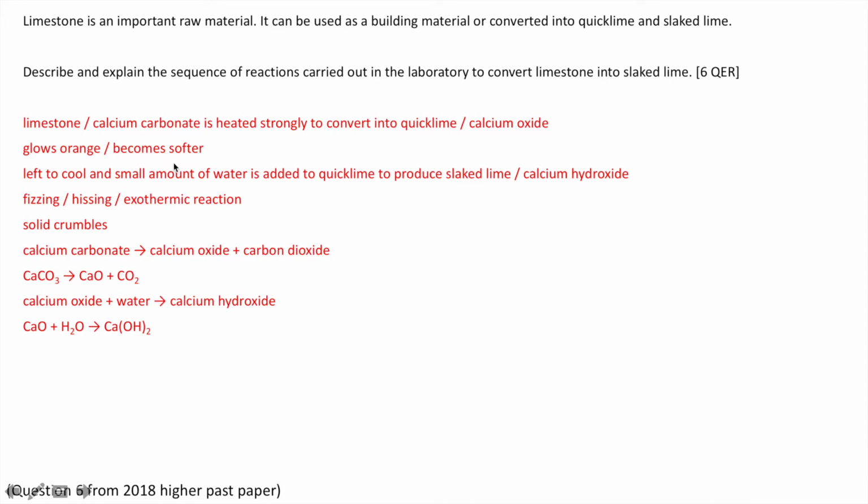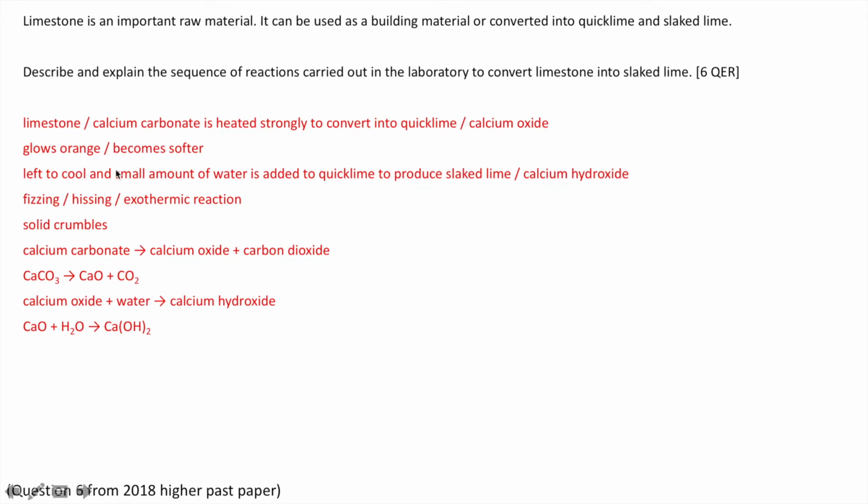Our first question is a 6-marker, an extended piece of writing, and as such you need to be concerned with how you convey your information along with the actual information you give in the question. The information you need, obviously, is that limestone, calcium carbonate, will be heated strongly and converted into quicklime, which is known as calcium oxide. And during this reaction, it will glow orange and become softer.